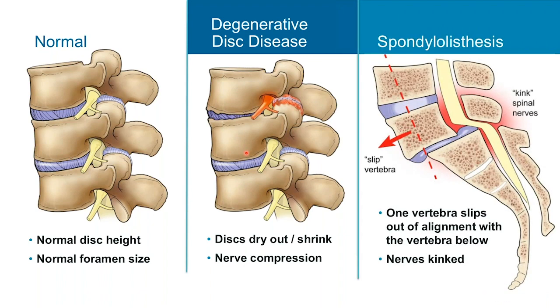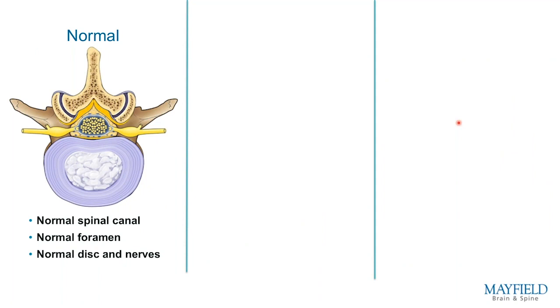And then there's spondylolisthesis. This is when one vertebra slips out of alignment with the one beneath it. When that happens, it can kink the spinal cord and the canal and the nerves. Okay, here's an axial view of a normal vertebra. What we're looking at here is nice space in the intervertebral foramen and nice space in the canal.